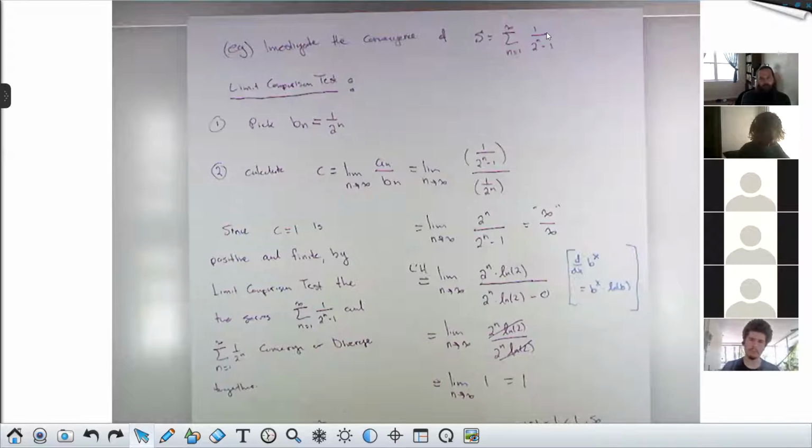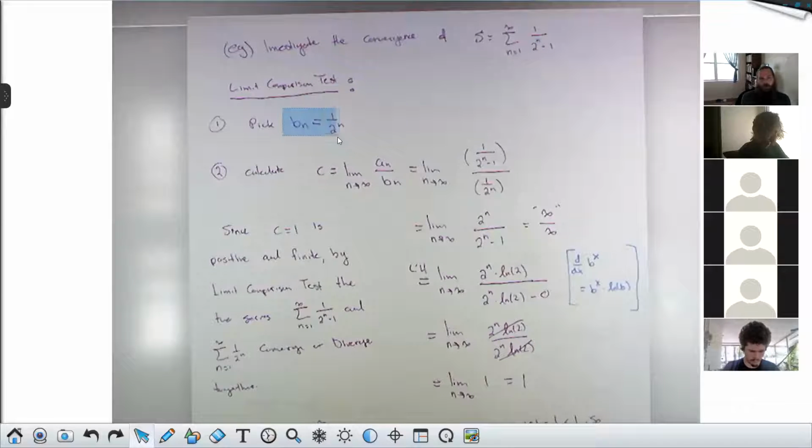Upstairs here, I just had a 1. Okay, well, it's not fast growing, but that means the dominant term upstairs is 1. Downstairs, I have a 2 to the n and also a minus 1. 2 to the n grows really, really fast. This minus 1 doesn't do anything. So the dominant term downstairs is 2 to the n.